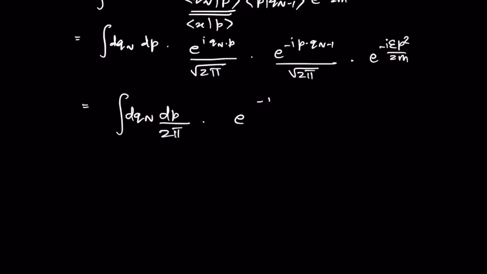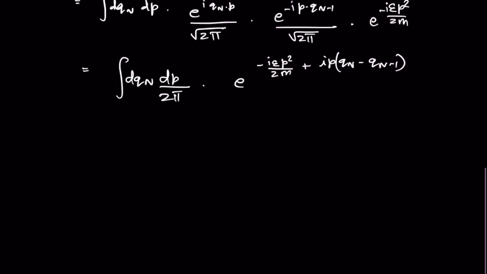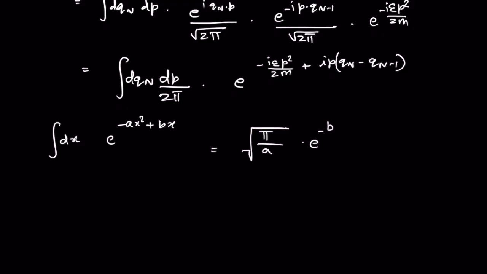And building it all into one singular exponential, we have e to the minus epsilon p squared over 2m, plus, taking ip common, (q_n minus q_{n-1}). Now this is just a very standard Gaussian integral. It is usually of this form: integral dx e to the minus (ax squared plus bx). This gives us the result of square root of pi over a times e to the power of minus b squared over 4ac.